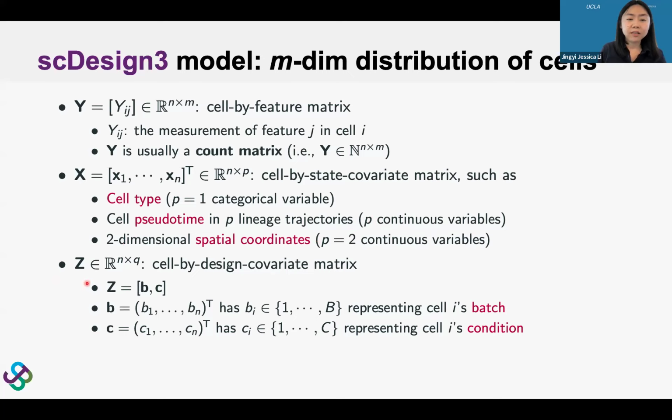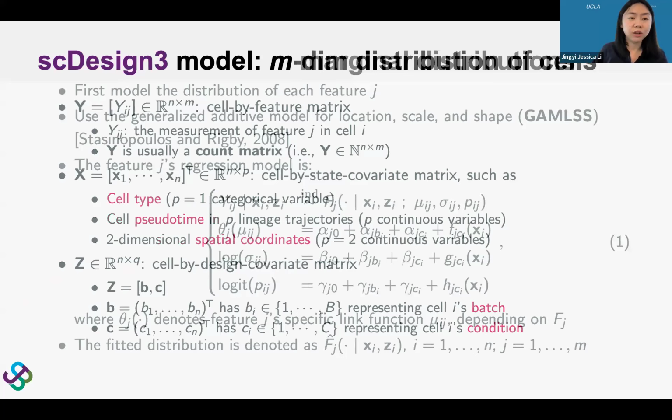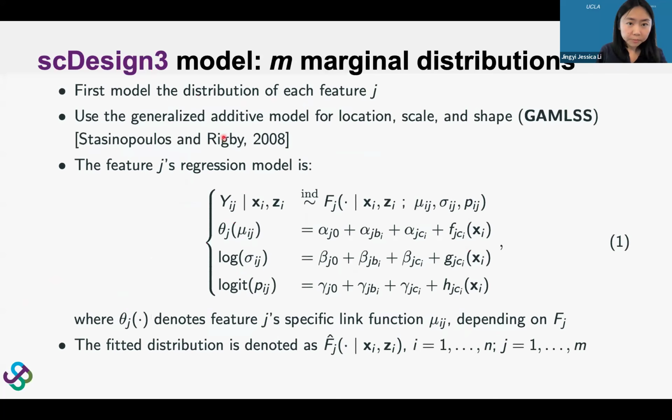For Z, the design covariate matrix, I consider it to be m by q. In particular, the current implementation has q being 2. So we have one batch covariate and one condition covariate. That's the data, or the formulation of the variables. So our idea is to first model each feature's marginal distribution, then connect them into an m-dimensional joint distribution.